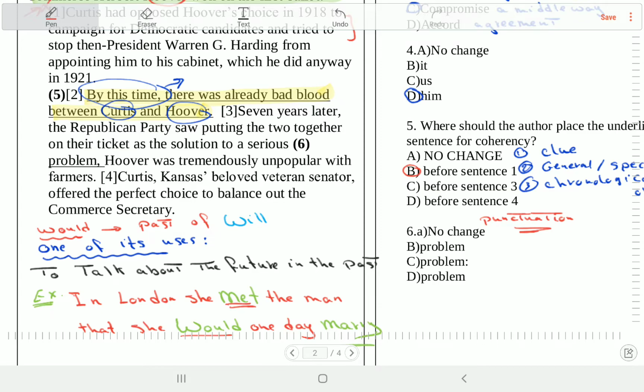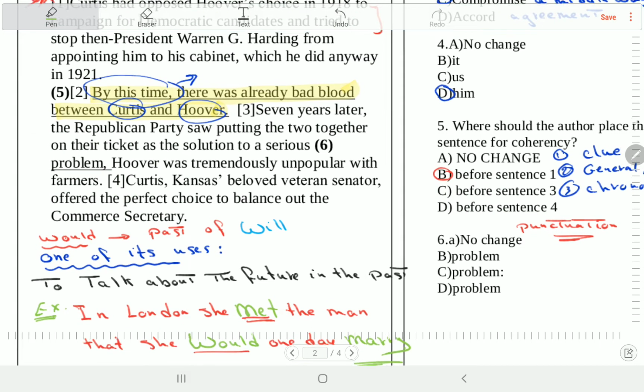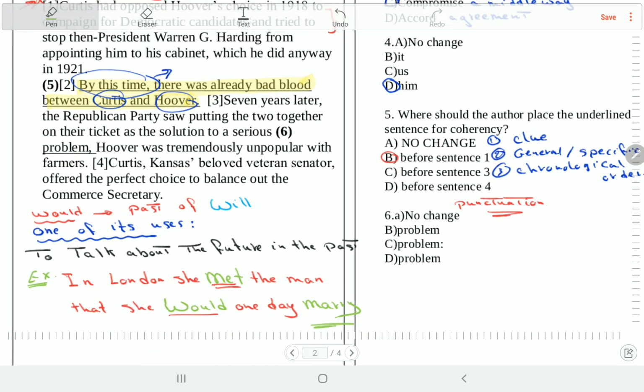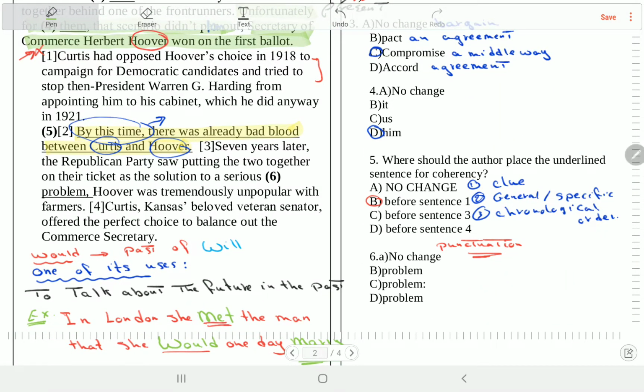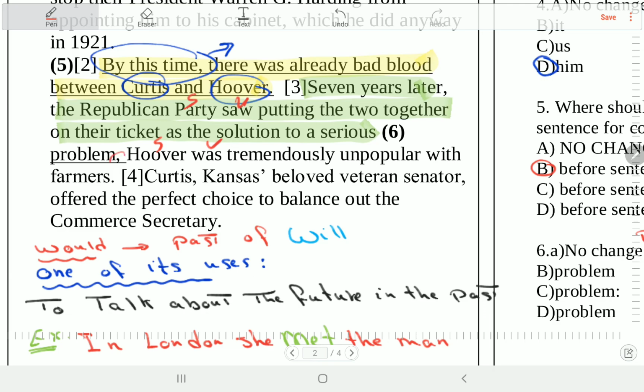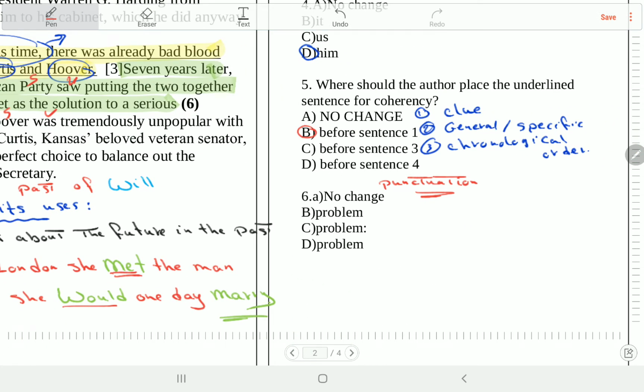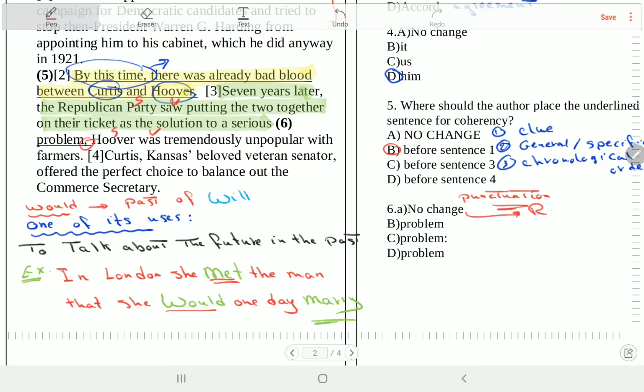Are these two complete ideas? Think. Yes or no? I think these are two complete ideas. Seven years later, the Republican Party saw putting the two together on one ticket as a solution to a serious problem. That's a complete idea. Where is the subject? The Republican Party. Where is the verb? Saw. The next sentence: Hoover was tremendously unpopular. Hoover is the subject, was is the verb. Two complete ideas, so we can't put a comma here. So A is a run-on sentence. B, no commas, run-on sentence. D, the same run-on sentence. Actually, B and C are the same. Okay, I'm sorry.